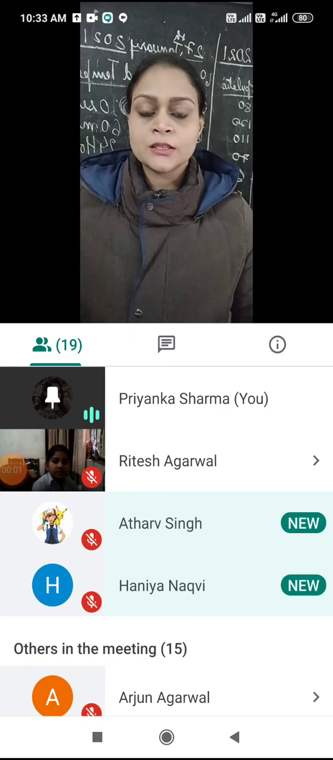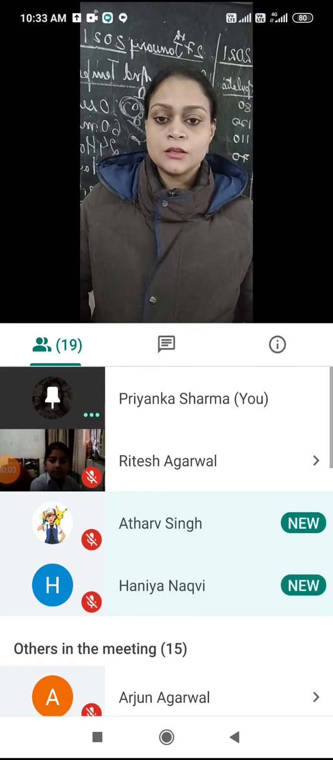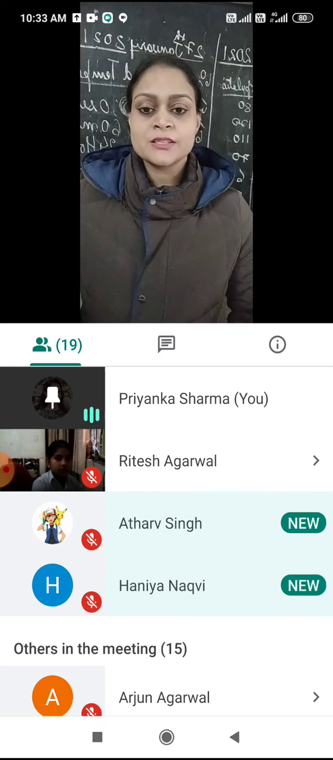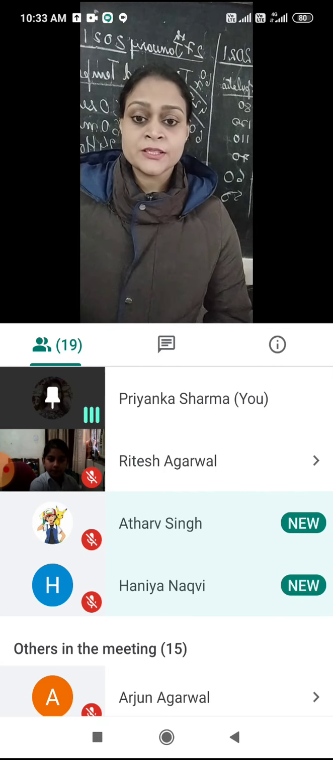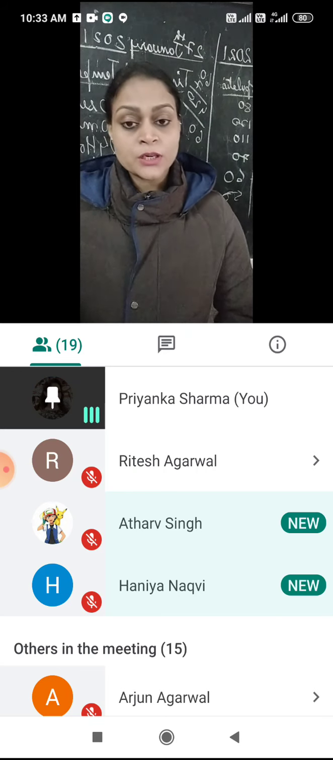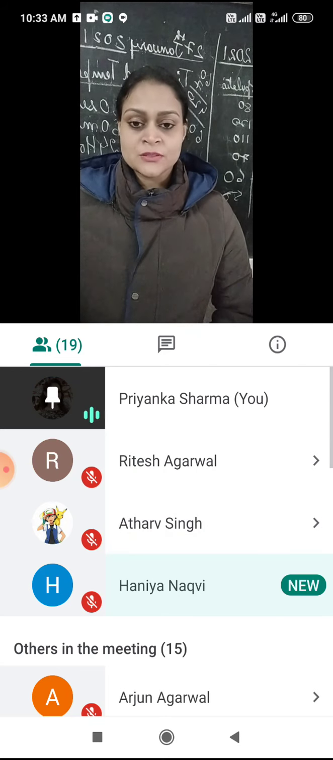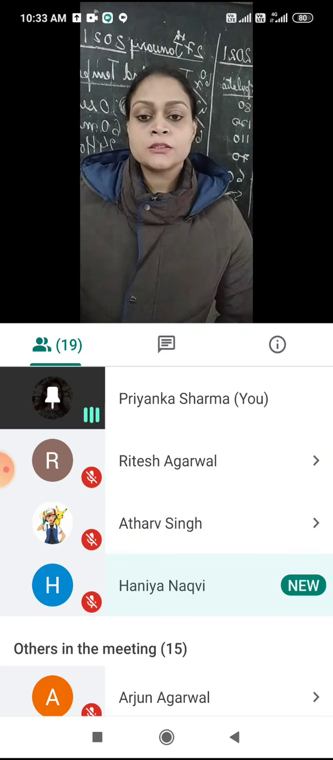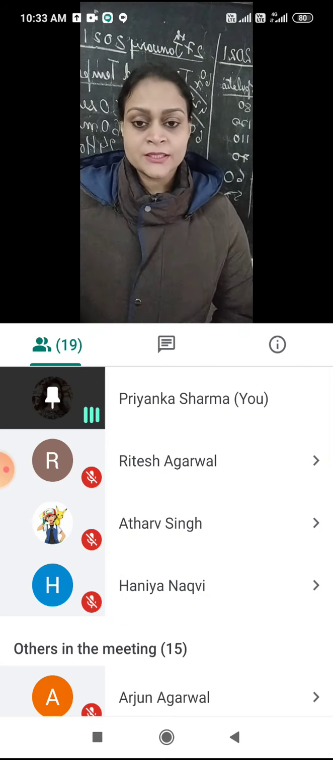Alright, let's start with science. In the previous class, we were revising simple machines. We revised what simple machines are, how they work, what the different types of simple machines are, and three different types of levers.